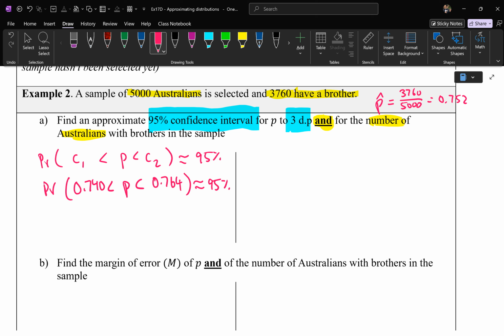So when we answer the question, C1, C2 we've got, that was the first bit, the confidence interval. Next one is the number of Australians. That's more informative to people, right? So how do you find the interval? If I know the proportion is about 74% of them, and this is about 76.4% of them, what's the interval range for the number of people? How do you work that out?